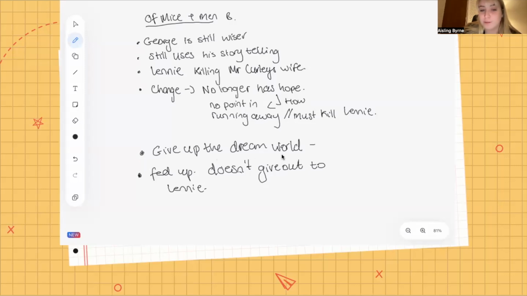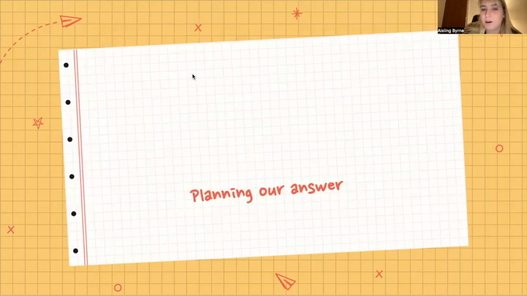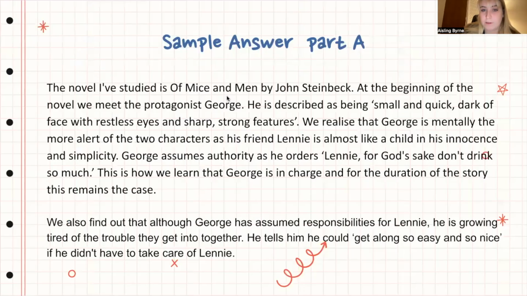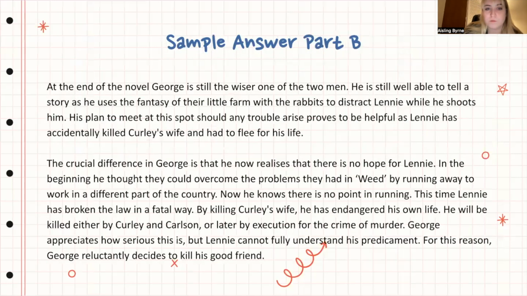Give up on the dream world and fed up, doesn't give out to Lenny. So this is where we see he's kind of, maybe he was getting tired at the start, which we mentioned, but he has no hope anymore. He's lost it. So that might be how he's changed as a character. So if we just read through this sample part B.